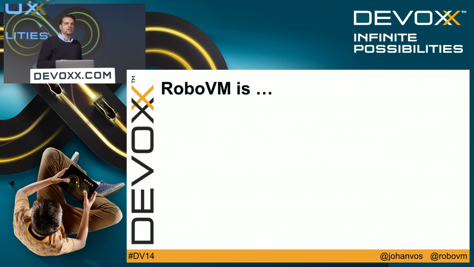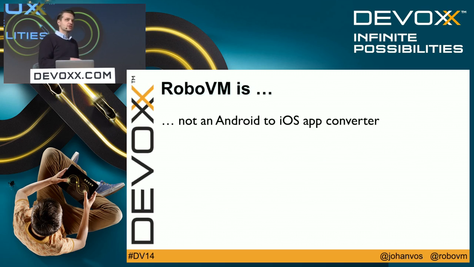There are also some misconceptions about what RoboVM is, so let's kill those. RoboVM is not something that takes your Android app, your Android APK or whatever, and automatically converts it into an iOS app. You would have to do this work yourself in some way. If you use JavaFX, most of it can just be recompiled for iOS, and it will just work.